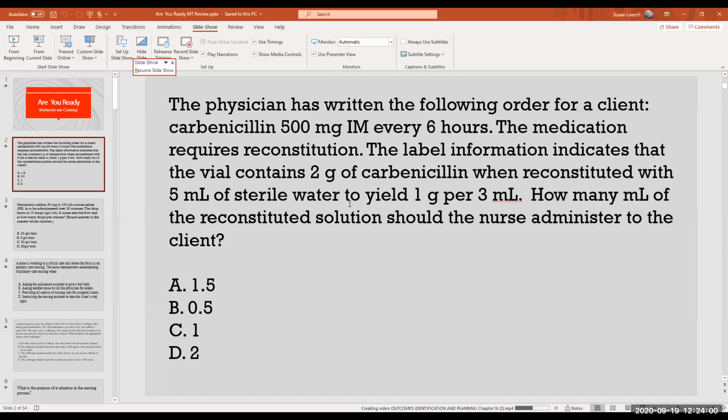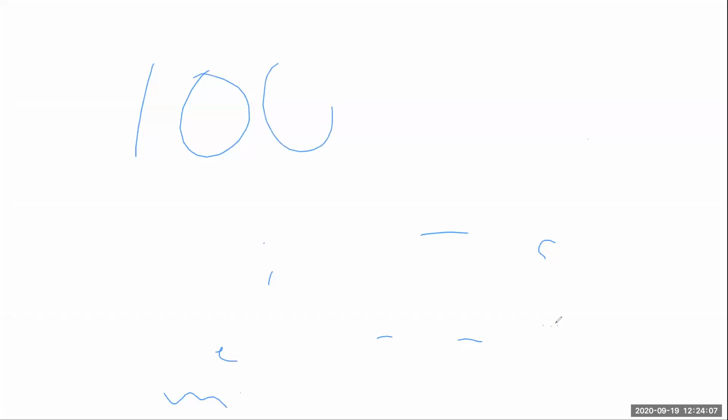You multiply it by the 3, right? Yes. Okay. Just wanted to make sure. So we have 1,000 milligrams.